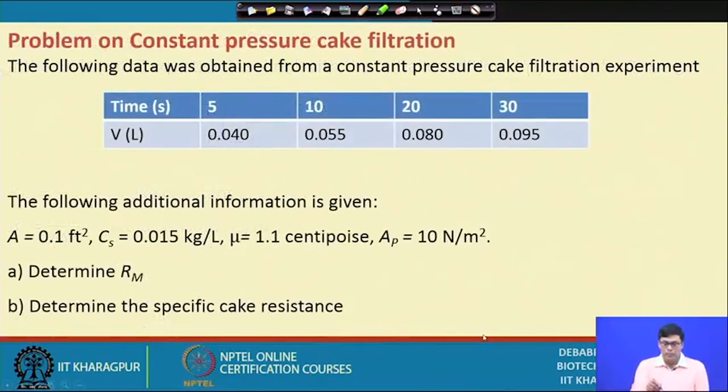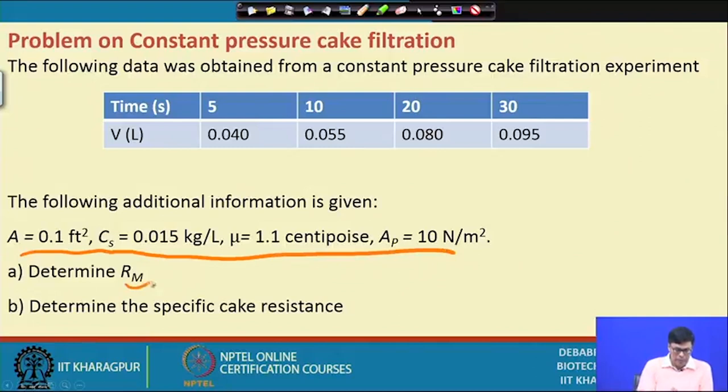Now, this is the problem that we have. The following data are obtained for a constant pressure cake filtration experiment. The time is 5 seconds, 10 seconds, 20 seconds and 30 seconds. The volume increases like this, so the volume of the filtrate increases like this. A equals this, these parameters are given, and what you have to find out is the Rm value and the specific resistance of the cake. Both you have to calculate.